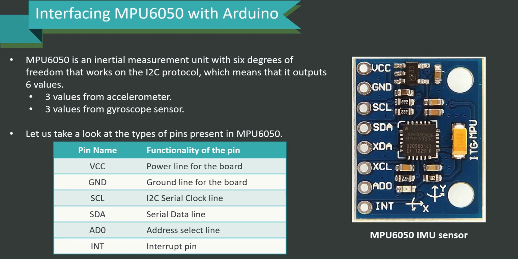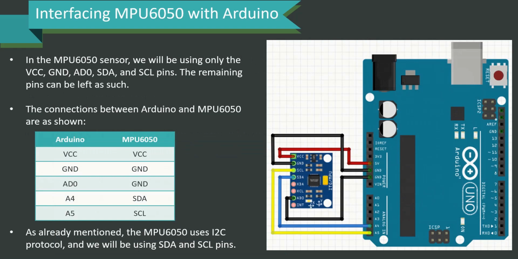Let us take a look at the type of the pins which are present in MPU 6050. It has VCC, which is the power line for the board, ground line for the board, SCL, the I2C serial clock line, SDA, referred to as the serial data line, AD0, the address select line, INT, the interrupt pin, and the same has been presented in front of you to get a better and quicker understanding. Let's go with the further learning in the interfacing part.